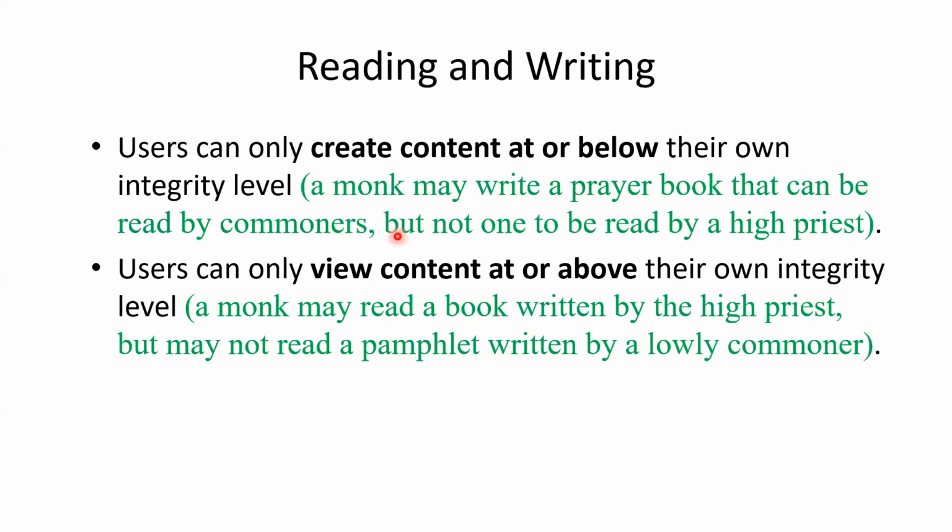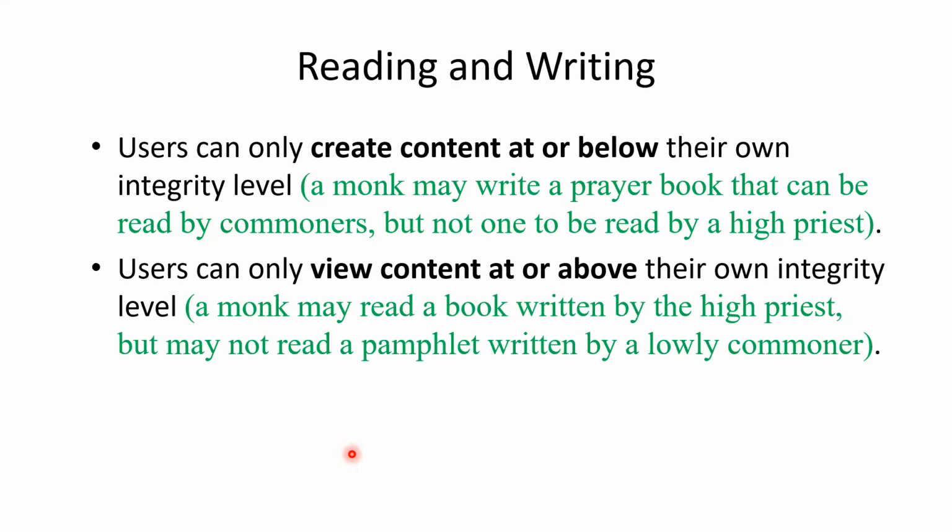We've got this. You can create content, you can write at your level or a lower level. So a monk can write a prayer book that can be read by commoners, but it cannot be read by a high priest. Assuming the high priest is at a high level, the commoners at a low level, and the monks at level 2, the monk can write for the commoners. He cannot write something to be read by the high priest.